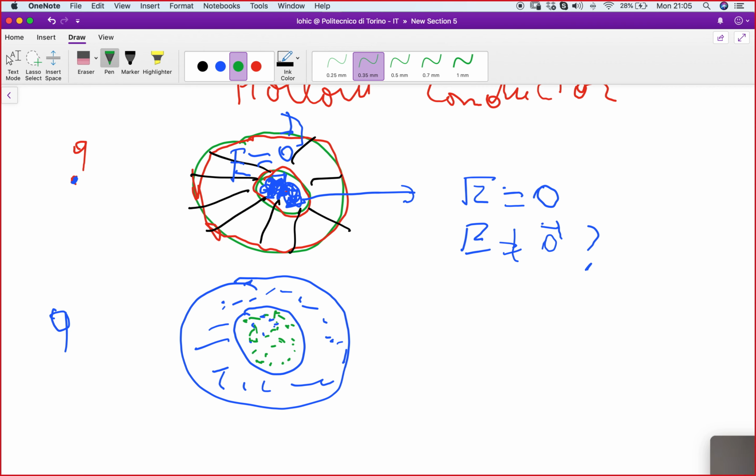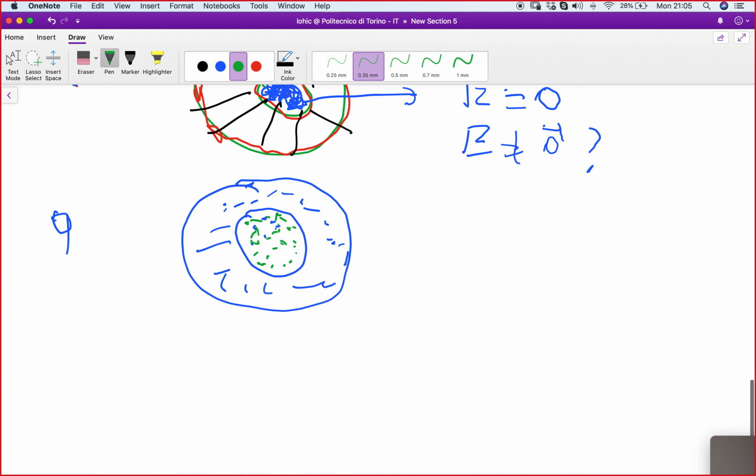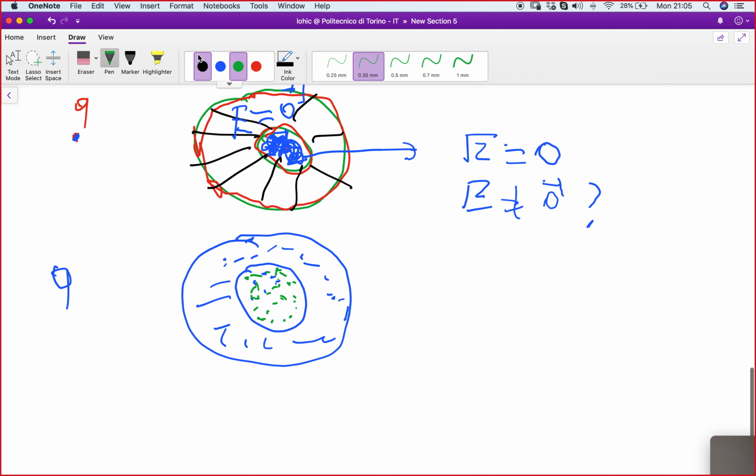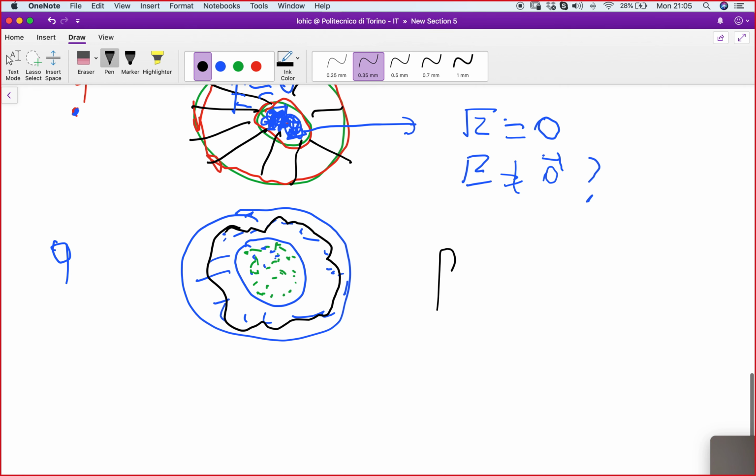Okay, look, you know probably that if I take the chart, if I take, for example, this surface here, this is a closed surface, yes or not? What is the flux through this surface? The flux through is the integral of E dot n dS, yes or not?